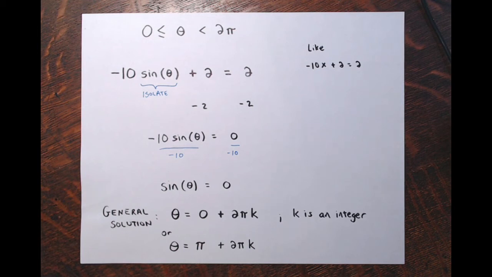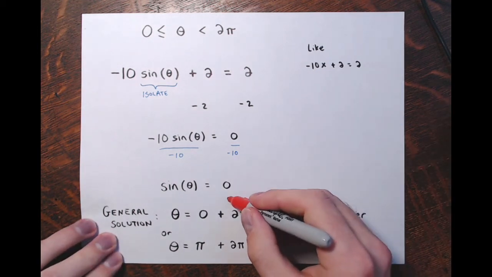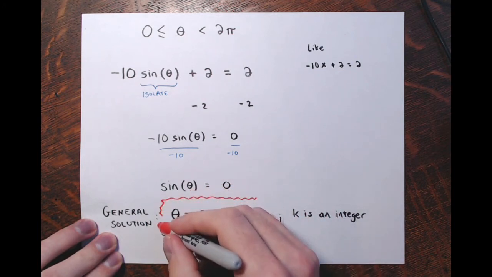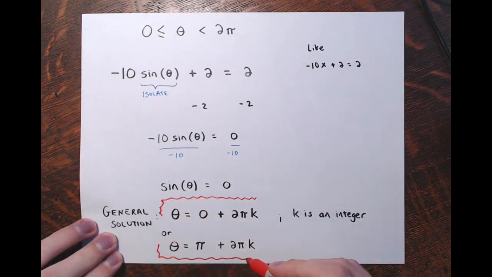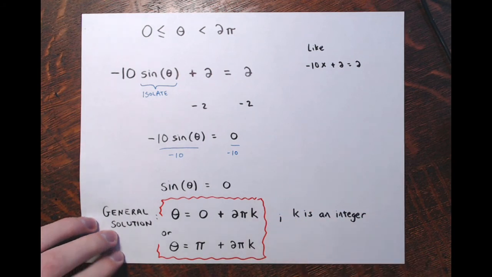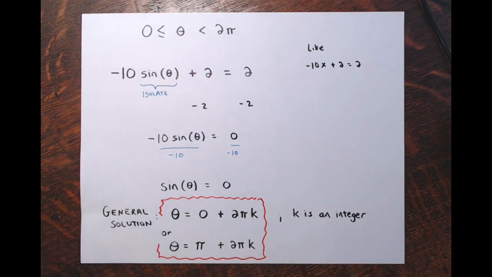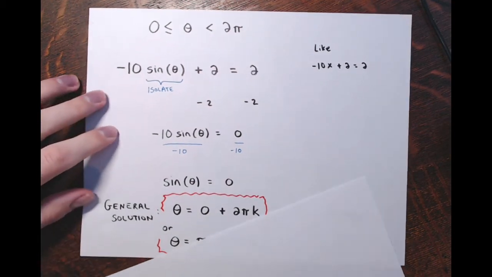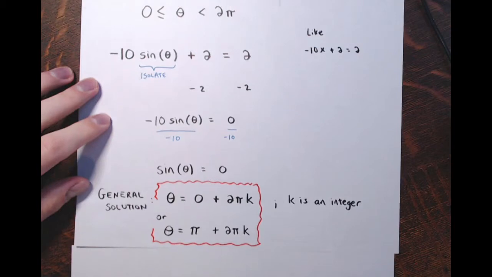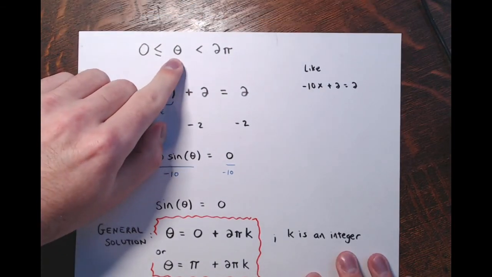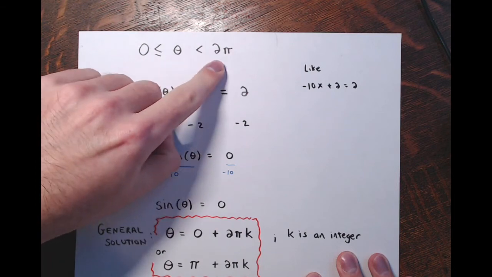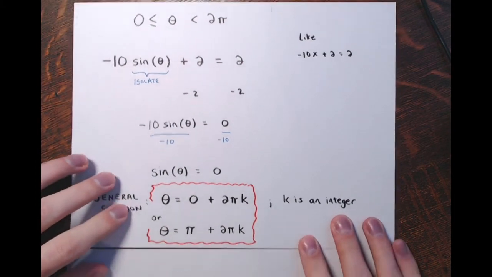All right, so what I've just written here, again, is called the general solution. It's a description of all infinitely many solutions to the equation. But now, remember the beginning of this, they only want values of theta from 0 to 2 pi, but not including 2 pi.